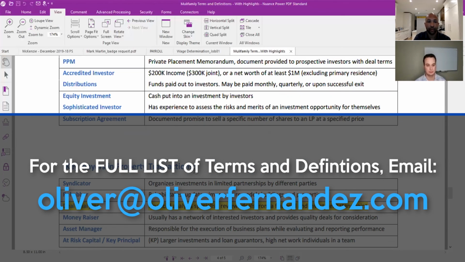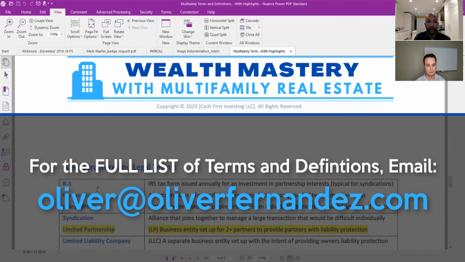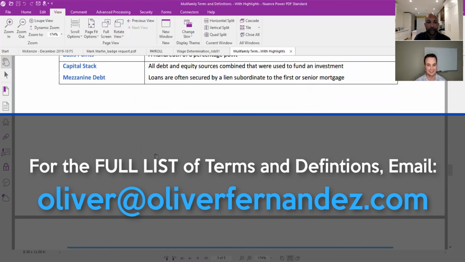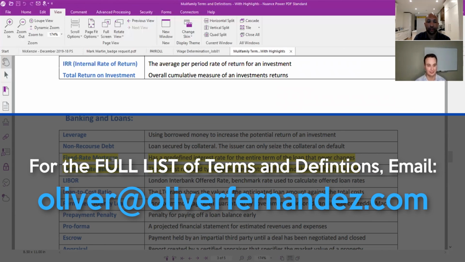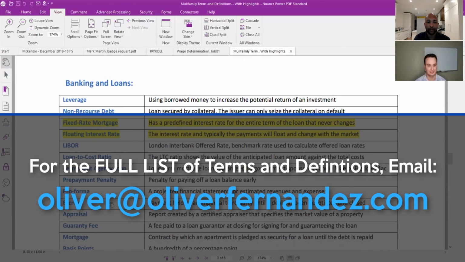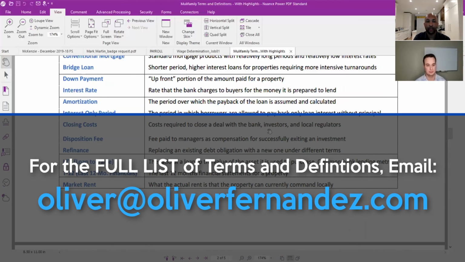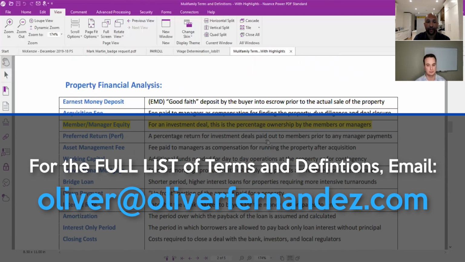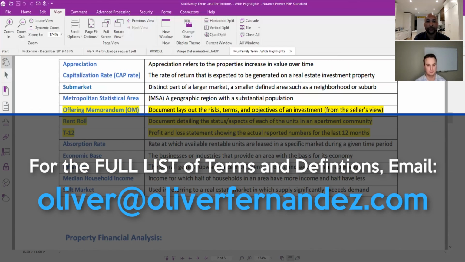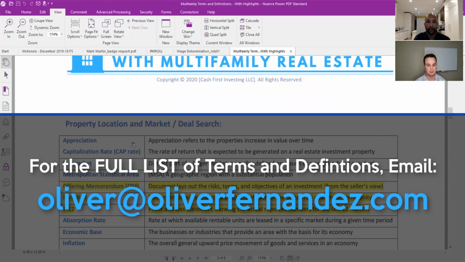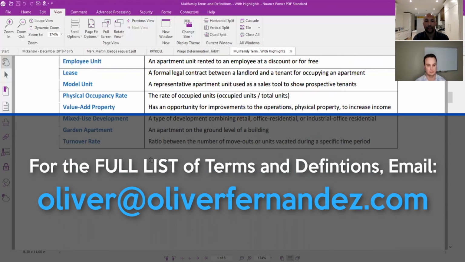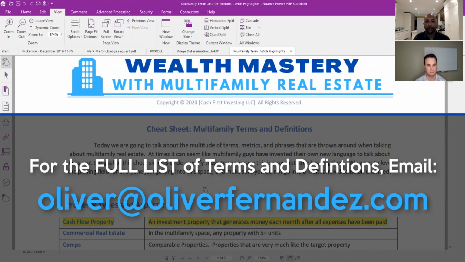There's key players. We went through that. We went through the deal structure, right? The K-1s, partnership offer using OPM, other people's money. I love that, right? I know you're going to love that too. We have banking and loans. It goes through everything: escrow, pro forma, appraisals. It gives you exact definitions for what all this stuff means, right? This is going to give you the ability to communicate with other multifamily investors, talk the same language with them, right? You've got property financial analysis, property location and market, deal search, right? Then all the way up top, we have property types and aspects.